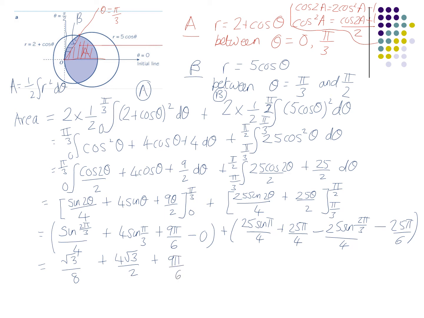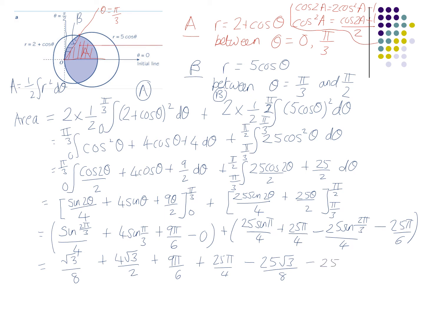Okay, sine of pi is 0, so that bit goes. I get 25 pi over 4. Okay, so this bit's 0. Sine of 2 pi over 3 again is √3 over 2, so I get minus 25 √3 over 2, so that makes that over 8. And I've got this one.